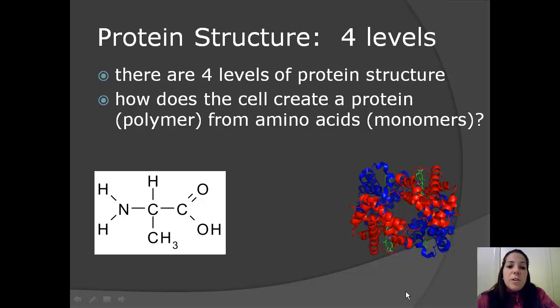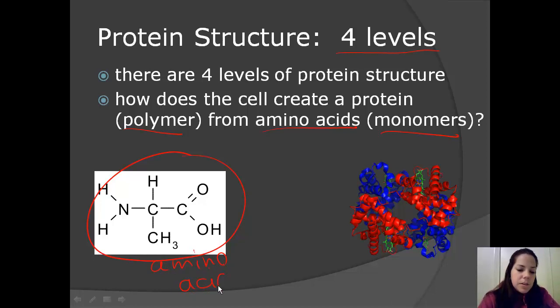Now we're going to move on to protein structure. Protein structure has four separate levels, and we're going to learn about how the cell creates a protein, a polymer, from amino acids, monomers. So we are familiar with the amino acid structure here now. And we are going to learn how we take a whole bunch of these amino acids and create a protein. And the example here is hemoglobin.